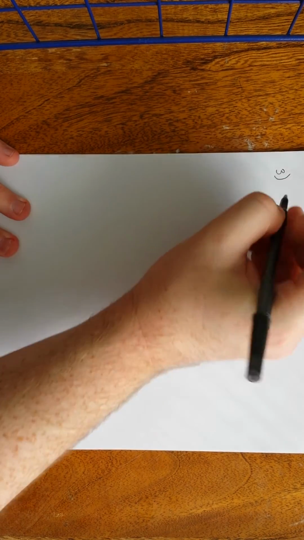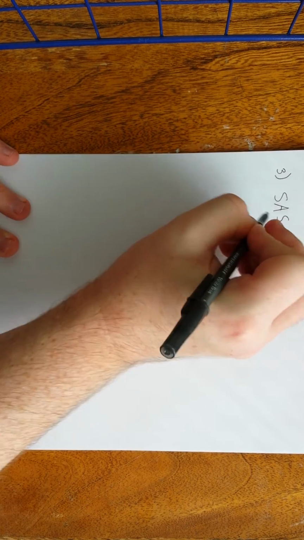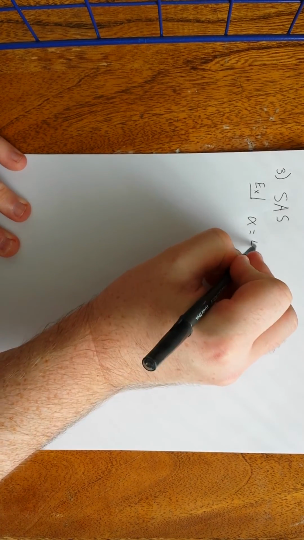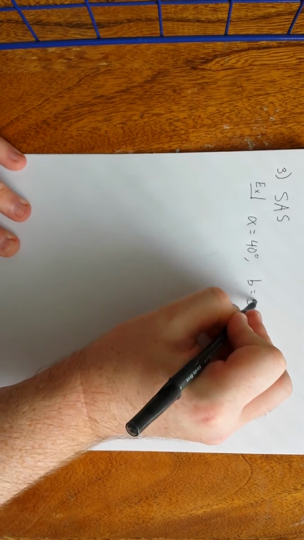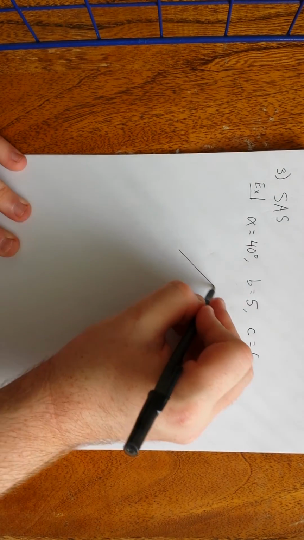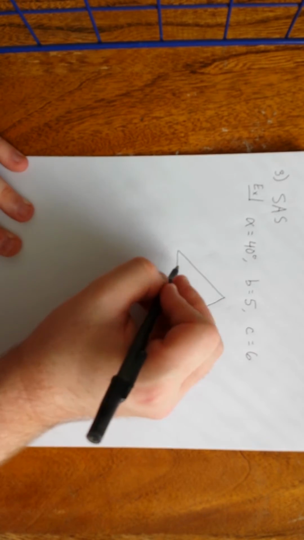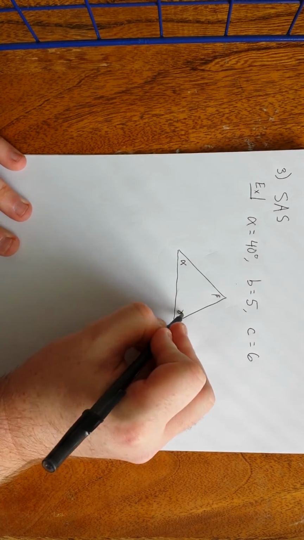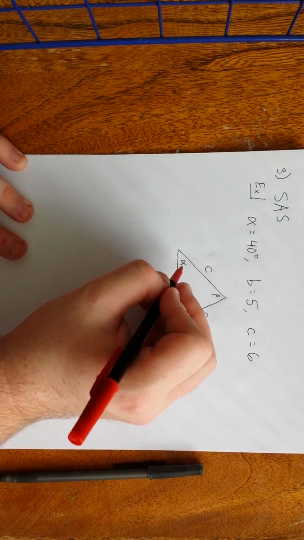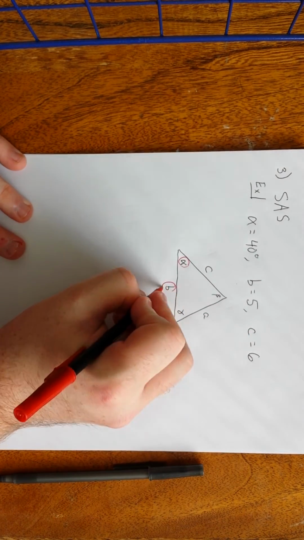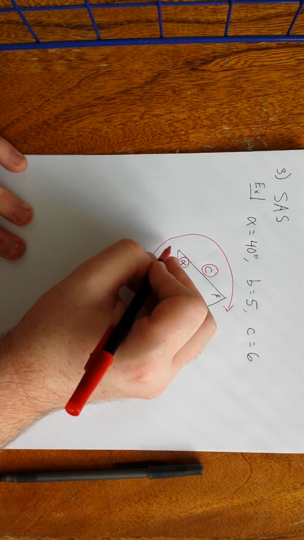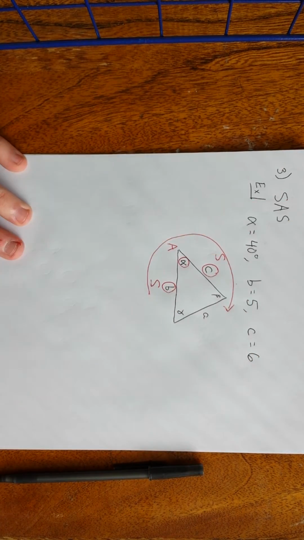Case number 3. Let's talk about side, angle, side. An example of side, angle, side would be if I gave you that alpha was equal to 40 degrees, B is equal to 5, and C is equal to 6. So for this one, our triangle, again, we'll just draw a generic triangle. We'll label everything alpha, beta, gamma, A, B, C. If we were to circle the information given to us in the problem, we got alpha, we got B, and we got C. If we follow this around the exterior of the triangle, first we see a side, then an angle, then a side. That's why this one is referred to as side, angle, side.